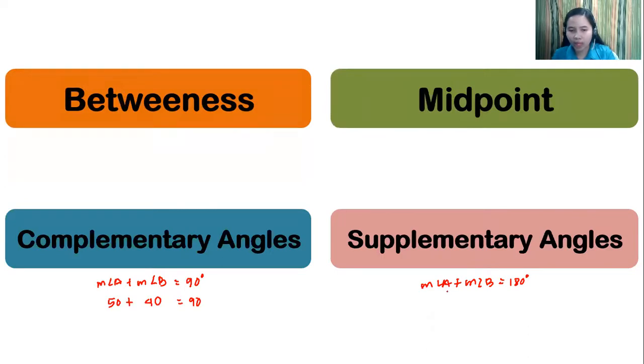For example, in supplementary, let's say you have 75 degrees in measure of angle A, and then you have to find the measure of angle B. Just subtract. So you have 180 minus 75, you have 105 degrees. Therefore, they are supplementary angles. If the measure of the two angles are equal to 90 degrees, that is complementary angles. And if the sum of the two angles is equal to 180, that is supplementary angles. Okay? Next.